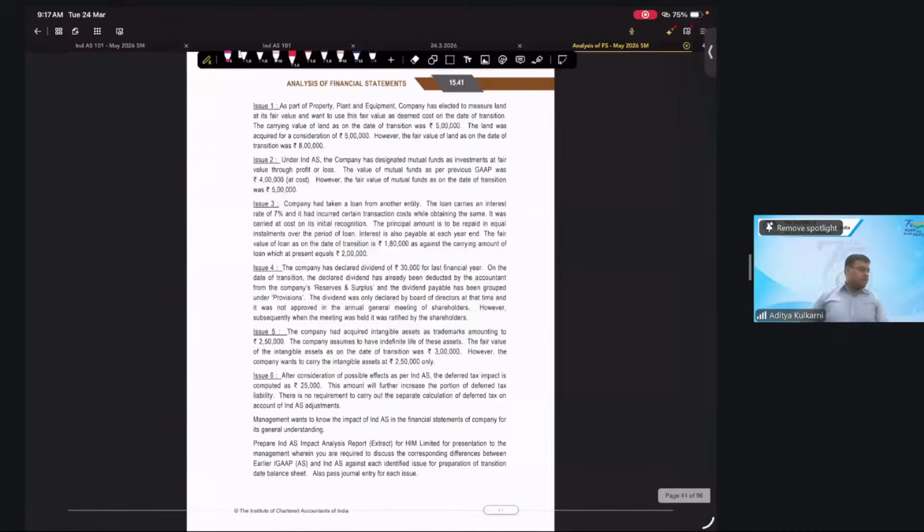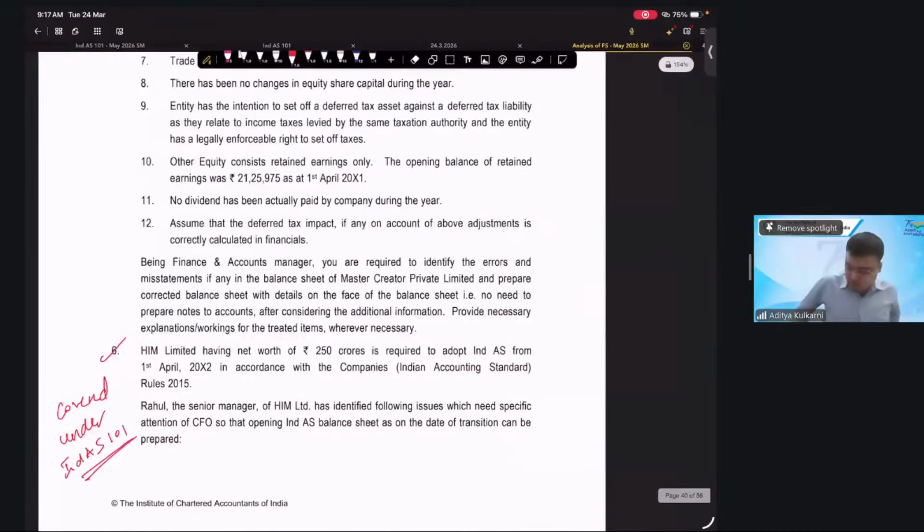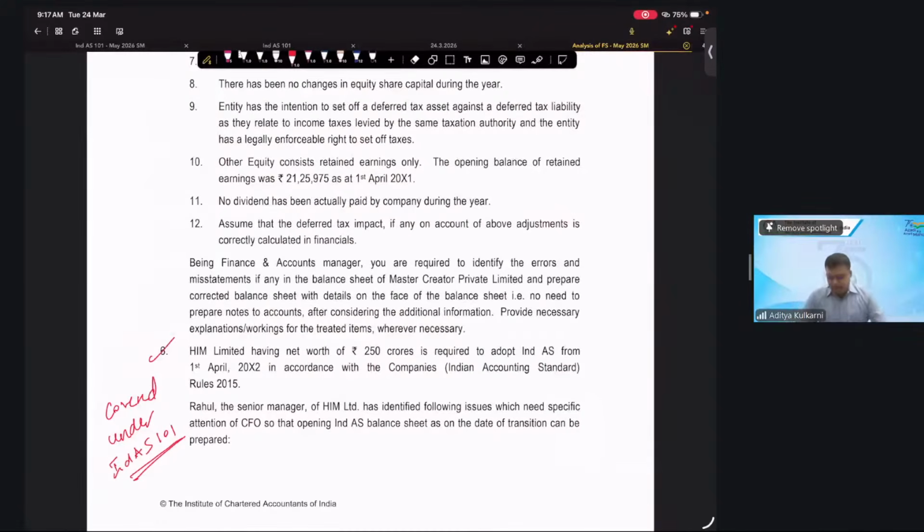Okay. So let us pick up this question. Him Limited, having a net worth of 250 crores, is required to adopt Ind AS from 1st April 20X2 in accordance with the Companies (Indian Accounting Standards) Rules. Rahul, the senior manager of Him Limited, has identified the following issues which need specific attention of the CFO so that the opening balance sheet as on the date of transition can be prepared.